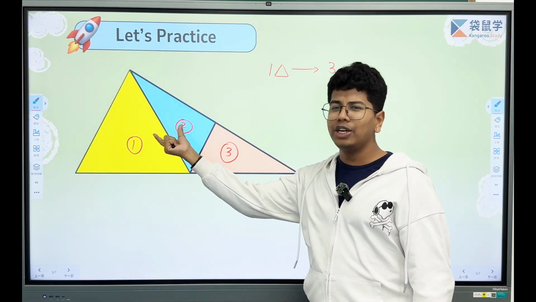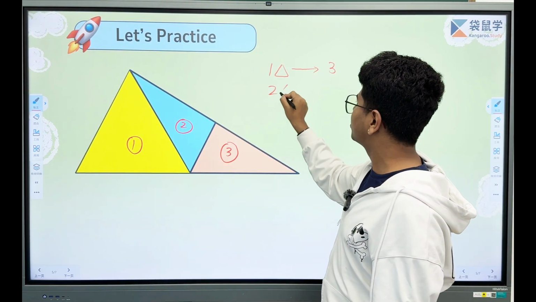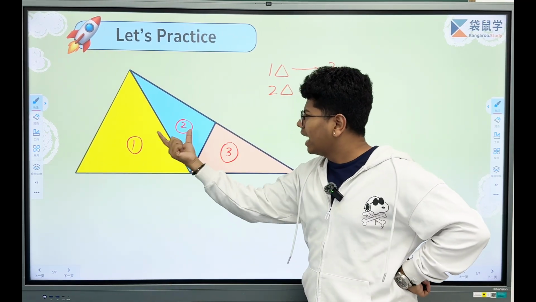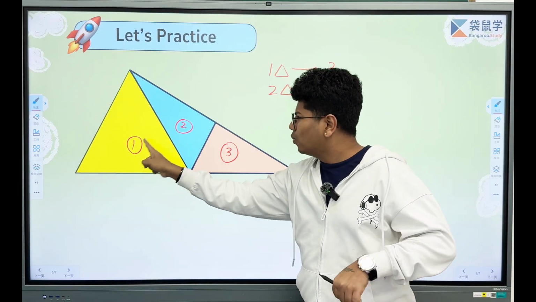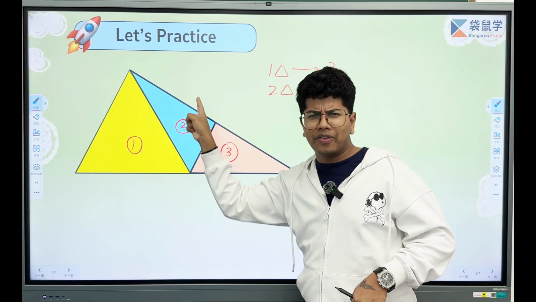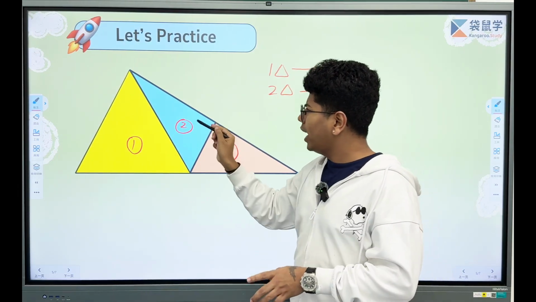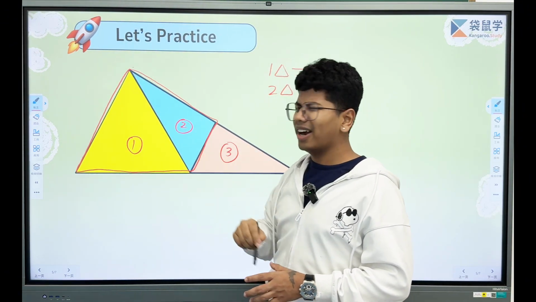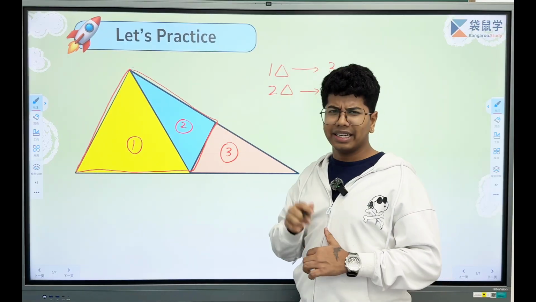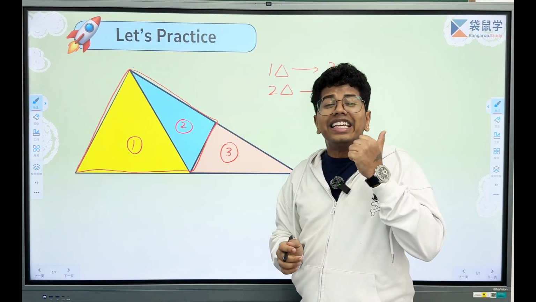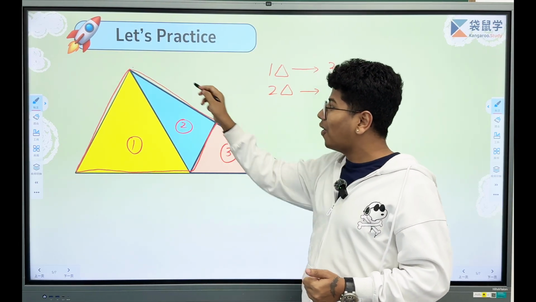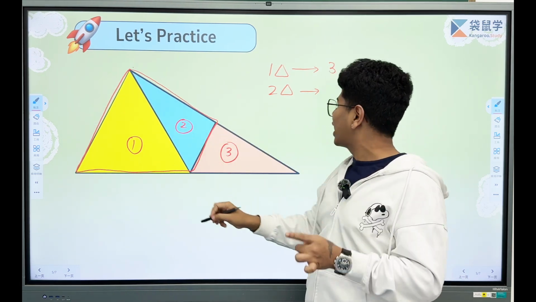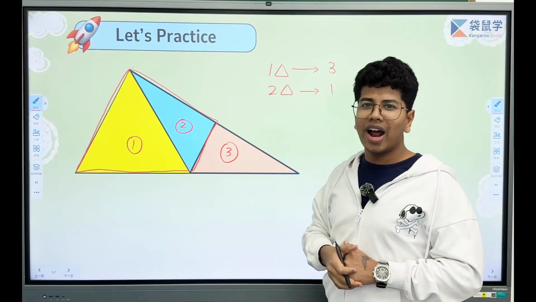So when I combine 2 triangles together, which 2 triangle I can combine? Can I combine first triangle and second triangle, 1 and 2? Does it form a triangle? Oh no, 1 and 2 forms this shape and this is not a triangle. How about 2 and 3? Does it form a triangle? Yes, 2 and 3 forms a triangle. 2 and 3 forms 1 triangle. So here there is 1 triangle.